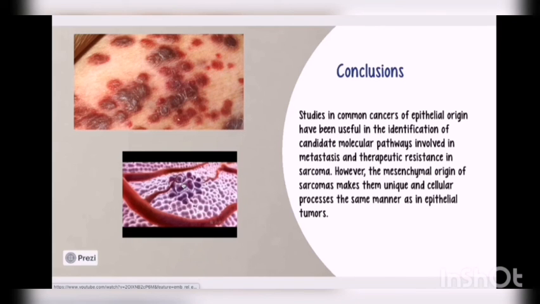Conclusion: studies in common cancers of epithelial origin have been useful in the identification of candidate molecular pathways involved in metastatic and therapeutic resistance in sarcoma. However, the mesenchymal origin of sarcoma may be unique, and cellular processes may not be the same as in epithelial tumors.